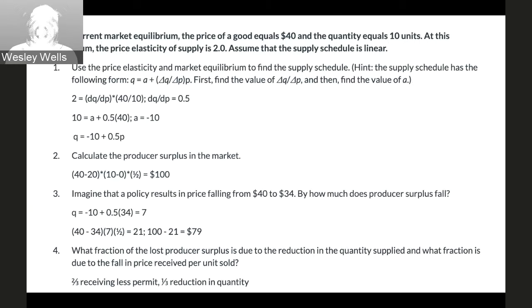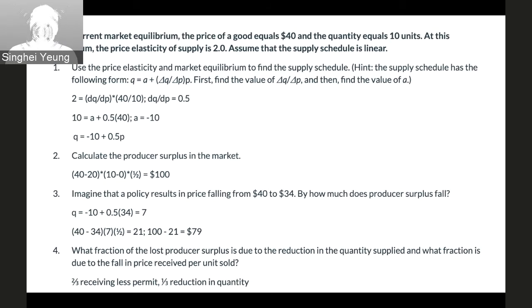For the second question about the effect on supply for a price of a good, the first part of that question was asking us to calculate the supply schedule. We did that by getting A and dQ over dP. And from that, we got the supply schedule: Q is equal to negative 10 plus 0.5p.